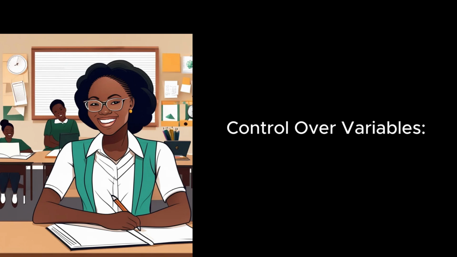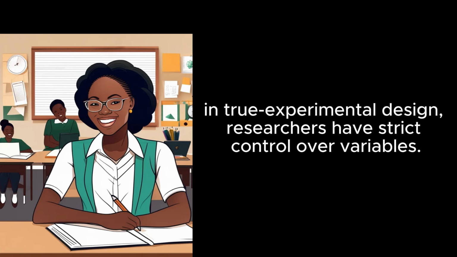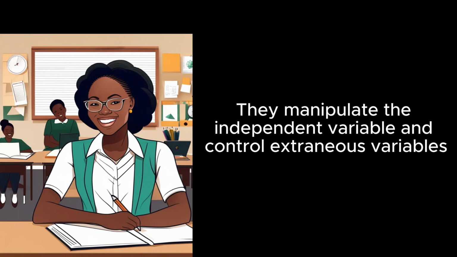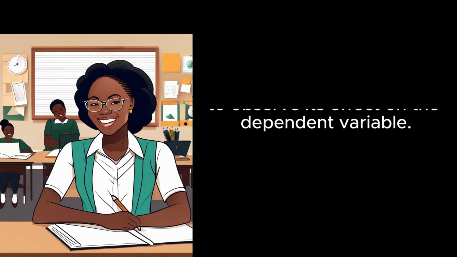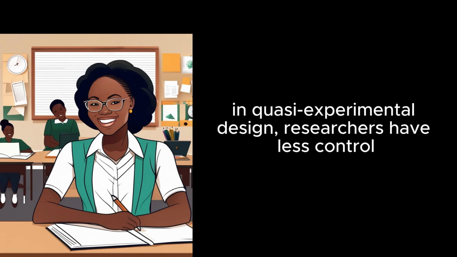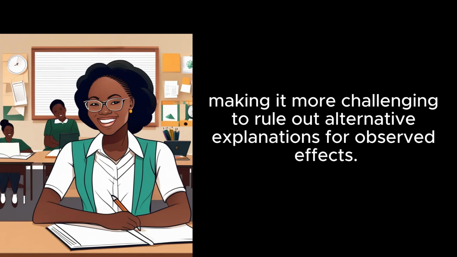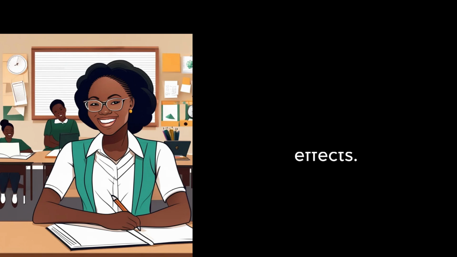Control over variables. In true experimental design, researchers have strict control over variables. They manipulate the independent variable and control extraneous variables to observe its effect on the dependent variable. In quasi-experimental design, researchers have less control over the independent variable and extraneous variables, making it more challenging to rule out alternative explanations for observed effects.